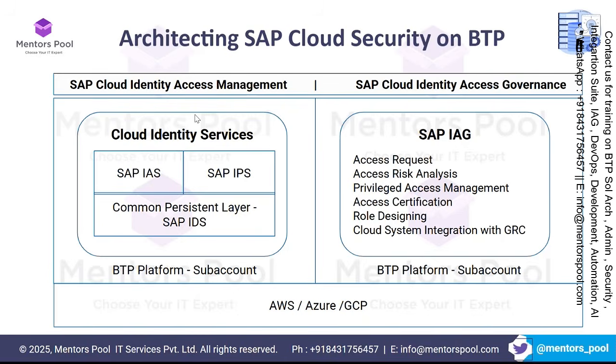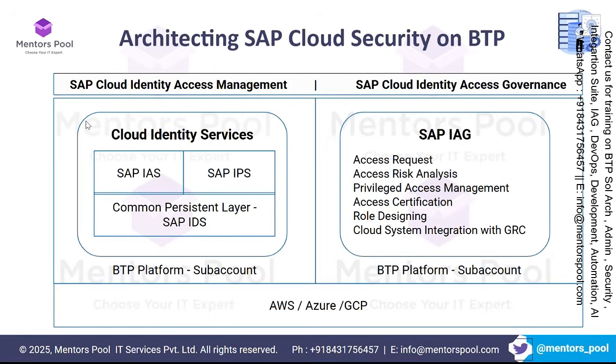And this is your cloud identity services, which again has three components: IaaS, IPS, IDS. IaaS represents SSO in on-premise. IPS represents SAP IDM in on-premise. IDS represents LDAP in on-premise, right? And these two are running on top of AWS, Azure, GCP again. And you see, I have written it does access management and it does identity access governance.